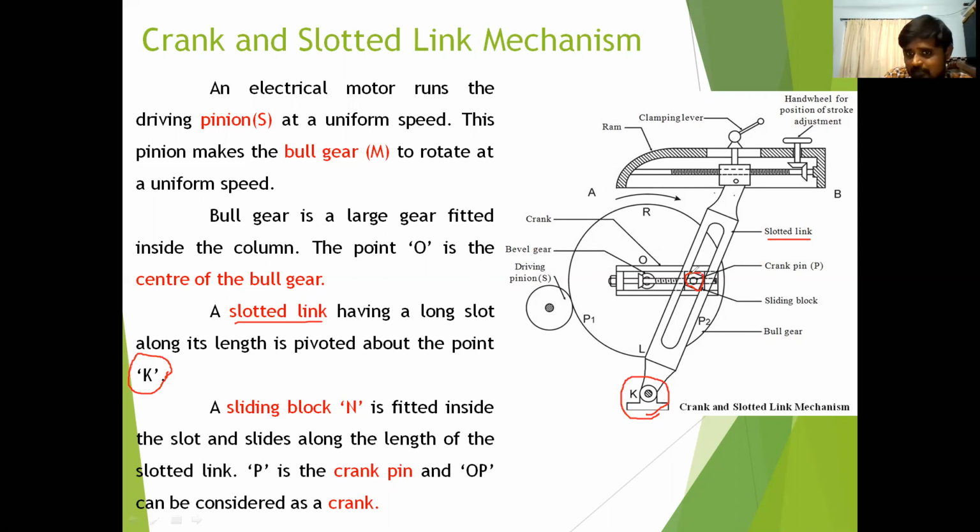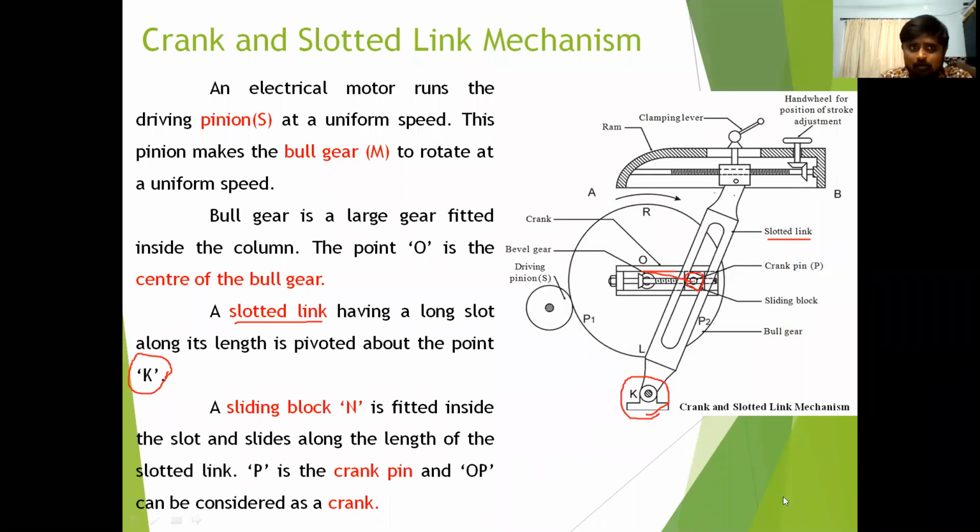P is the crank pin. This is the crank pin P, the smaller one. And OP can be considered as a crank. So if you join the center O and P, OP is the crank. So this is about the parts of this mechanism.